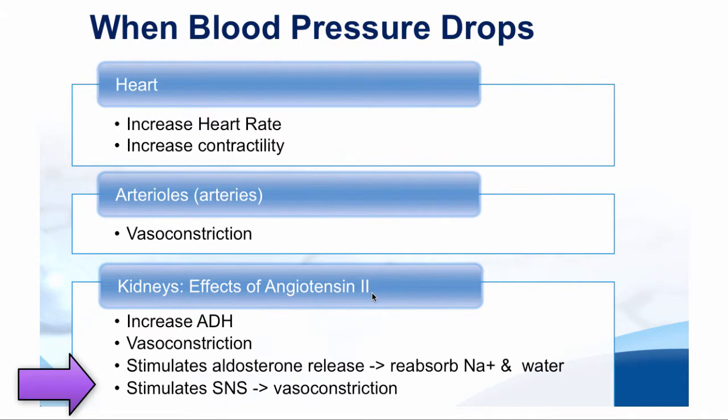Lastly, angiotensin 2 stimulates sympathetic activity. Sympathetic activity causes vasoconstriction. Vasoconstriction increases total peripheral resistance, and this results in an increase in blood pressure.